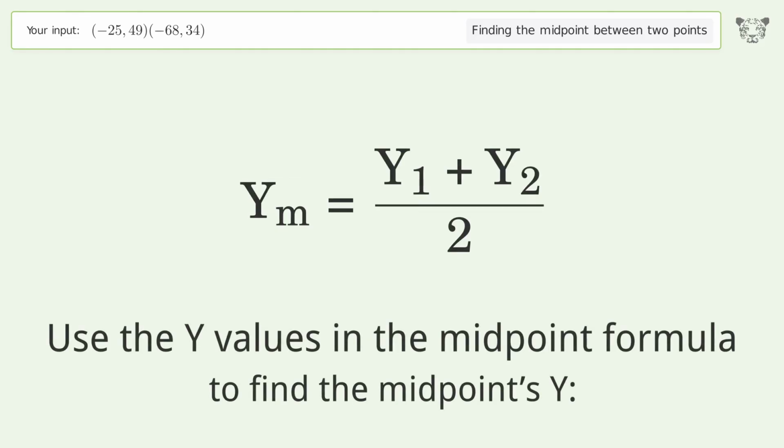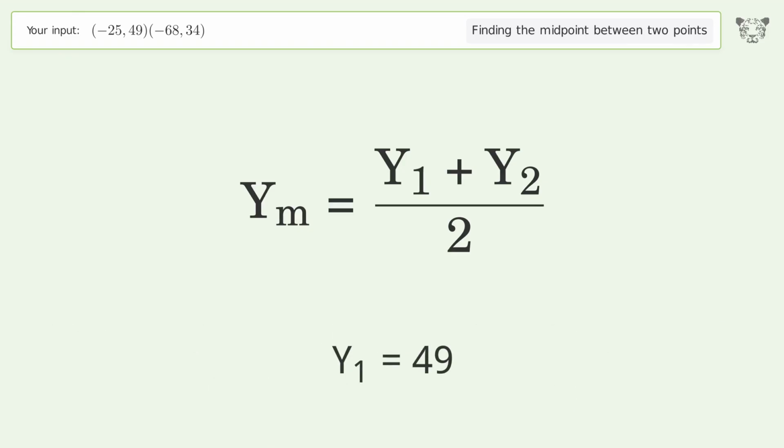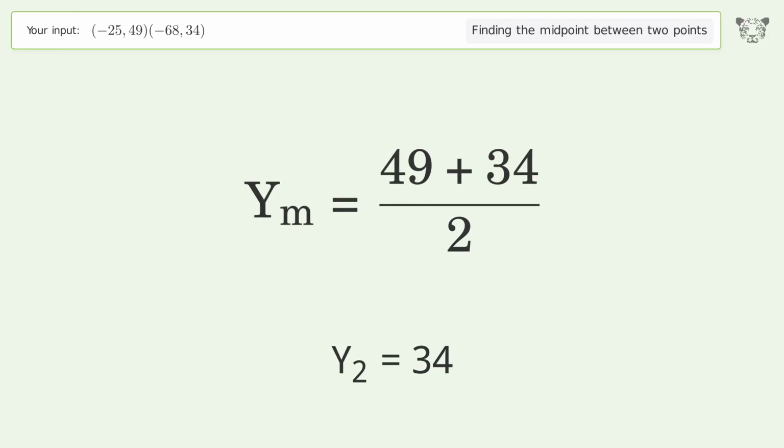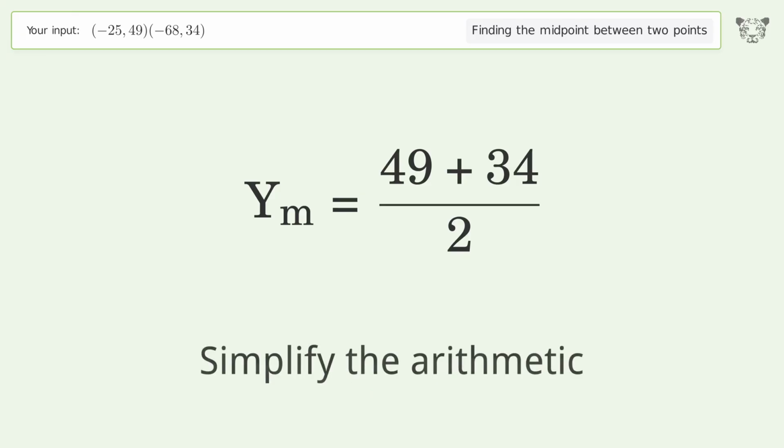Use the y values in the midpoint formula to find the midpoint's y. y1 equals 49. y2 equals 34. Simplify the arithmetic.